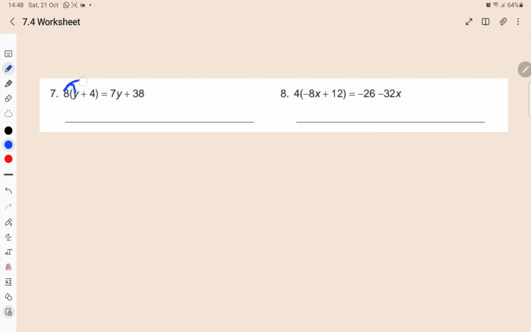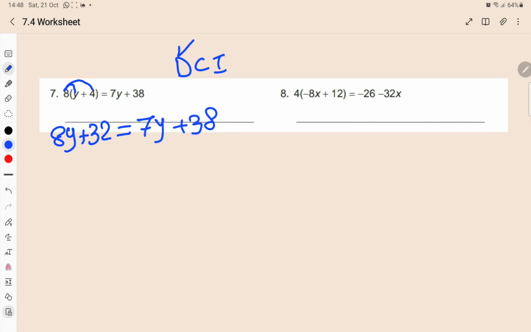So 8y, 8 bracket y plus 4, DCI. In this question I have distribution. So 8 times y first and then 8 times 4. 8 times y is 8y plus 8 times 4 is 32 equals 7y plus 38.